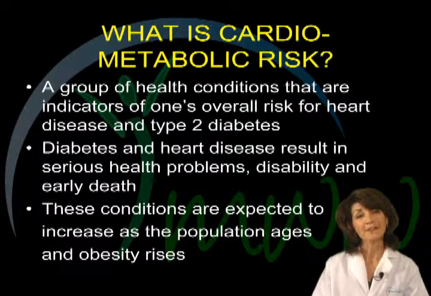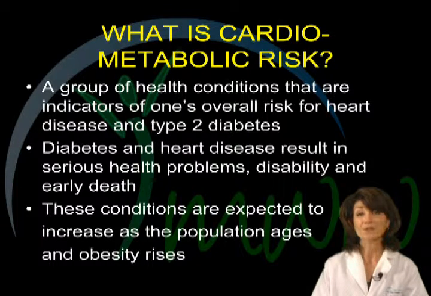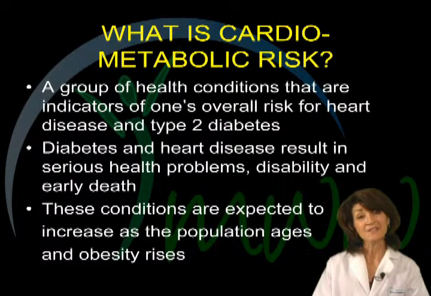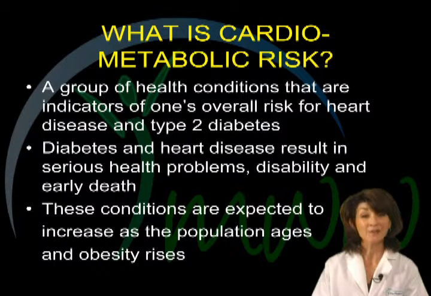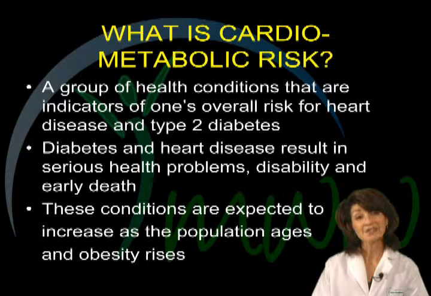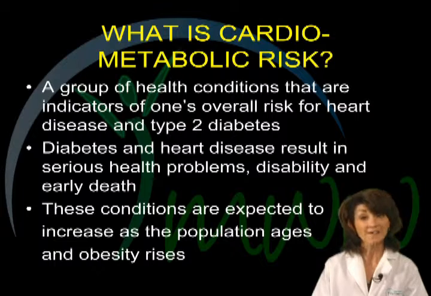Let's start by defining what cardiometabolic risk is. This is a group of health conditions that are indicators of one's overall risk for heart disease and type 2 diabetes. Diabetes and heart disease result in serious health problems, disability, and early death. These conditions, unfortunately, are expected to increase as the population ages and obesity rises.